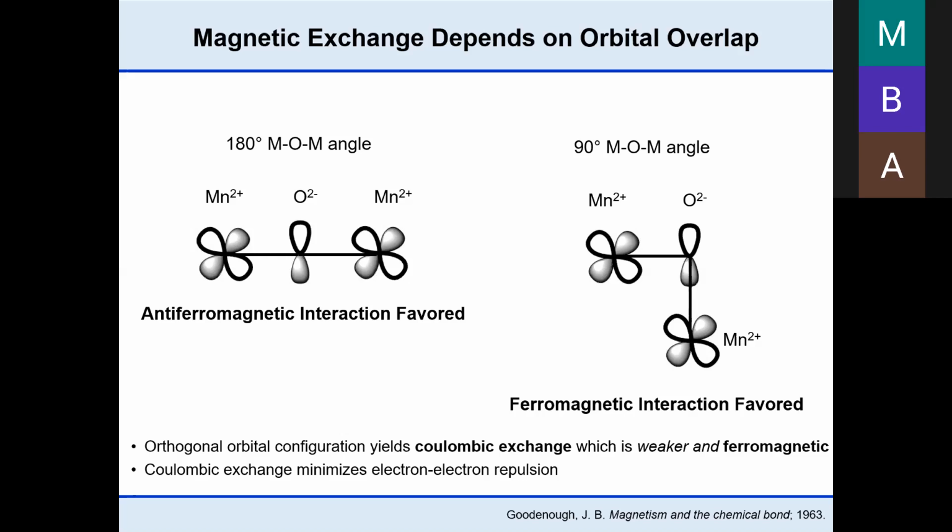However, if we have a 90-degree angle, these orbitals are now orthogonal. And as a result of this, Coulombic exchange dominates, meaning that we want to satisfy Hund's rules in order to achieve the lowest energy, which gives rise to a ferromagnetic, or what appears to be a ferromagnetic, exchange interaction. It's worth noting that because we lack the orbital overlap here that we have in the antiferromagnetic case, this ferromagnetic interaction is going to be a lot weaker than the antiferromagnetic interaction.